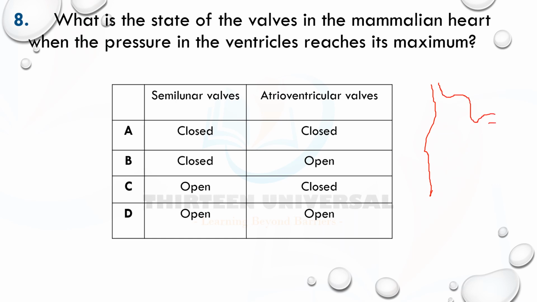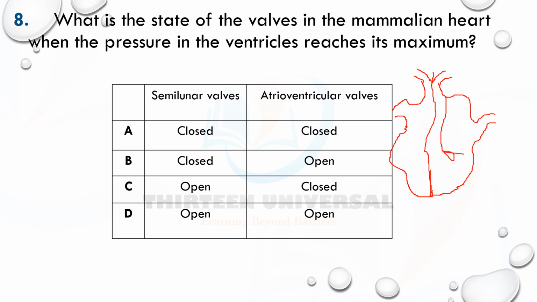So I'm drawing. This is the left part of the heart. Let me draw the right part. The left part and the right part are separated by the septum. Of course, this vessel here is the aorta. And this one is the pulmonary artery. They all carry blood away. Now let's get this sorted out. Come with me. Let's look at this.